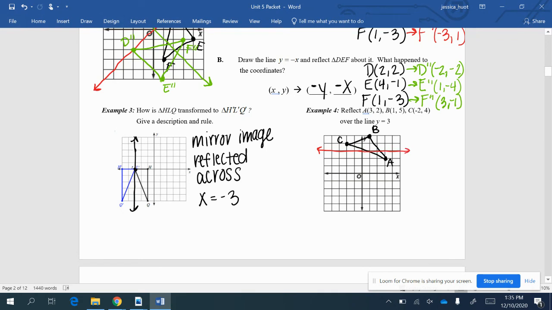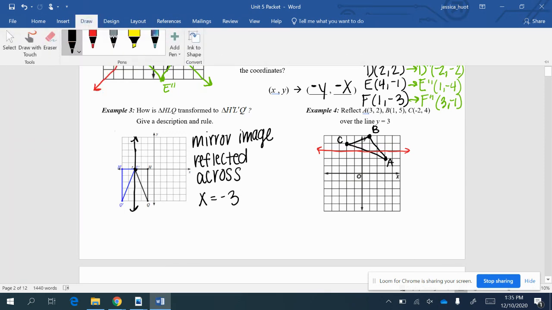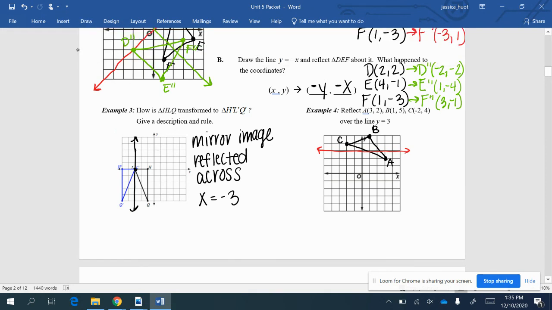And then let's go ahead and do the reflection. So these ones just count. So C prime becomes right here. 1, 2, 1, 2. B prime, here is A prime. So our new triangle, and then let's write down our points.